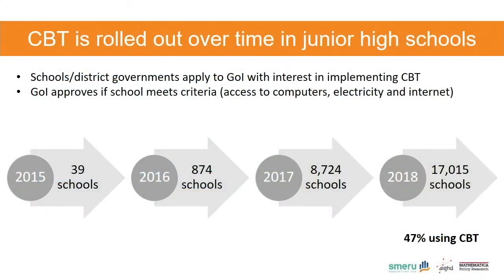And when they think that they're ready, they can apply to the central government, and the central government will check if they are actually ready and they can implement it. In 2015 and 2016, actually, a pretty small number of schools implemented, because there are about 35,000 schools that fall under the Ministry of Education. But by 2018, 47% of the schools are implementing the CBT.